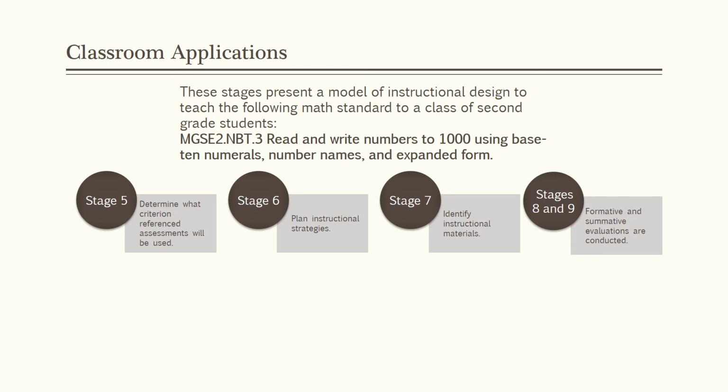Stage 7 lists the instructional materials used for this lesson, which include the smartboard, base 10 blocks, number line, anchor charts, and Frayer model. Stages 8 and 9 bring us to our assessment phase. Formative evaluation will take place throughout the week and will include responses to journal prompts, tickets out the door, and teacher observation. Results of formative assessments will be used to help the teacher revise instruction.